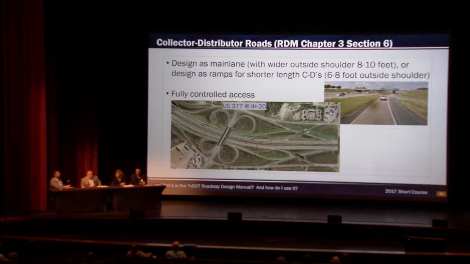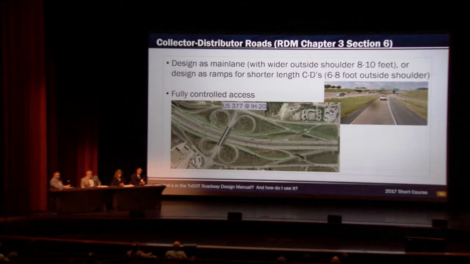For collector distributor roads, we're designing a lot more of those in the Fort Worth district. We're getting up to 3, 4, 5 lane CD roads in some areas to split highways that were previously merged together. This picture shows a CD road for a normal cloverleaf interchange.